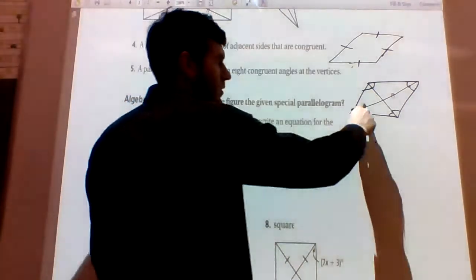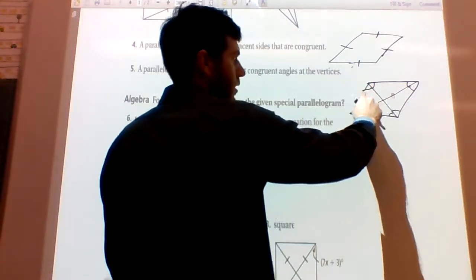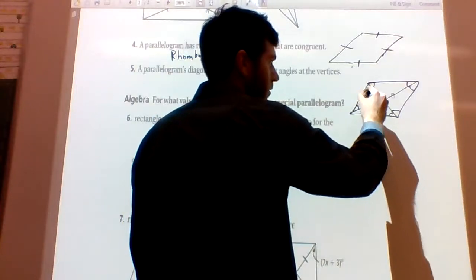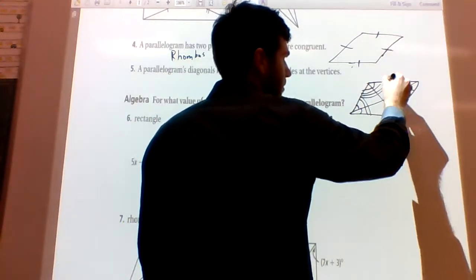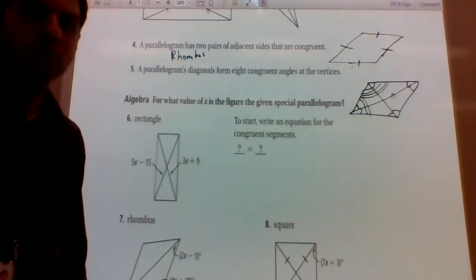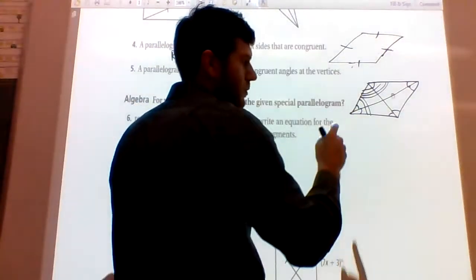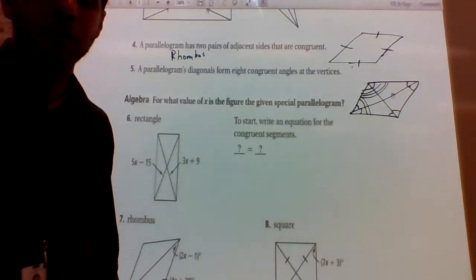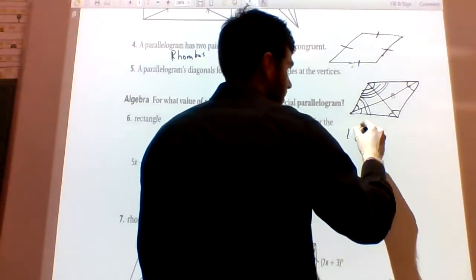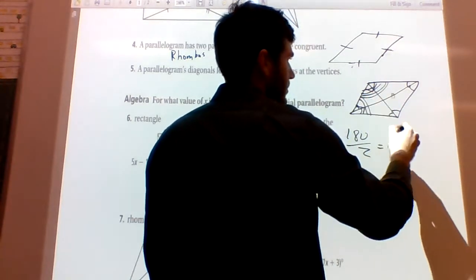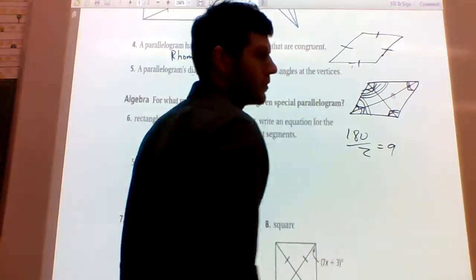The only way these four are all going to be the same, right? Because we know consecutive angles, so this angle and this angle are consecutive angles. The only way for those angles to be the same and allow for these smaller ones to be the same is if they are right angles, if they're 90-degree angles. We'd have to do 180 divided by 2 to get 90, so these would both have to be right angles, and then these would have to be right angles.